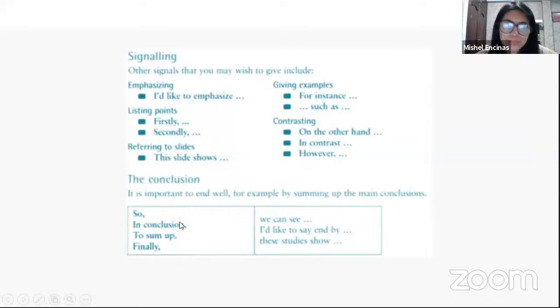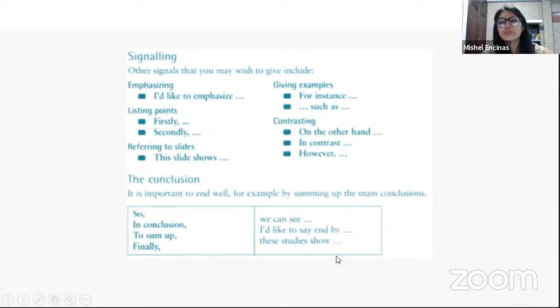And the conclusion, it is important to end well. For example, by summing up the main conclusions. You can use so, you can use in conclusion, or to sum up, or finally. Also, you can use we can see that. I'd like to say and by. This study shows that, right? Those are some connectors that can help you a lot in your presentations.